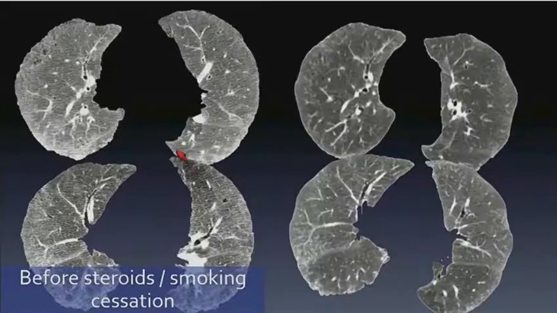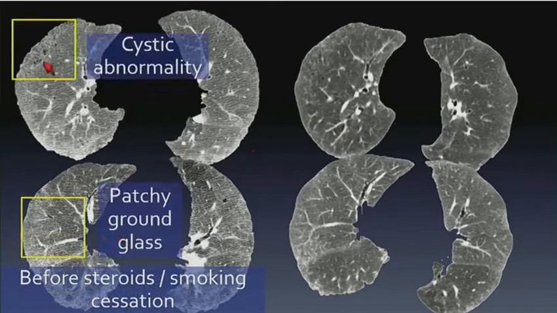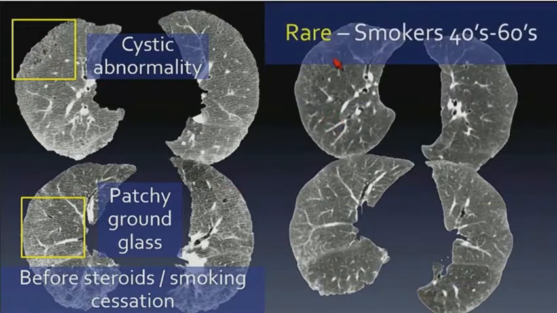So here's another case of DIP where you have patchy ground glass all over the lungs, and this is after treatment where it improved. And you can see that there are some areas of cystic abnormalities. Some of this is actually emphysema. Some of this is more well-defined cysts that have been described in areas of ground glass with DIP. This is a rare condition. You don't see it very often.